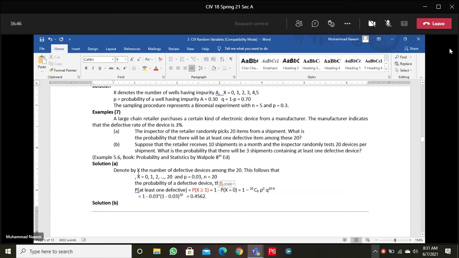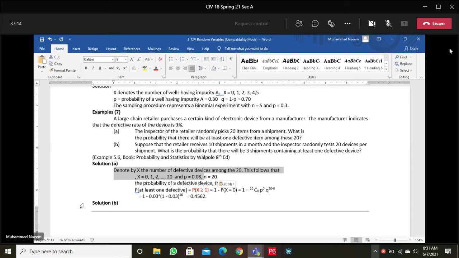Definition of the variable, range and value of P. All these three must be compatible. How can we check this compatibility? First, define your variable as you understand the problem.